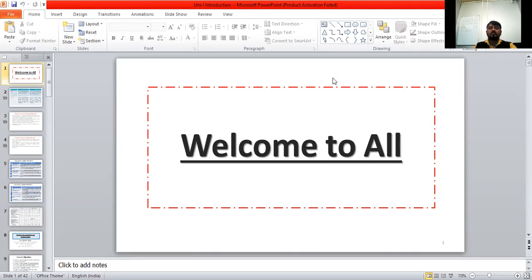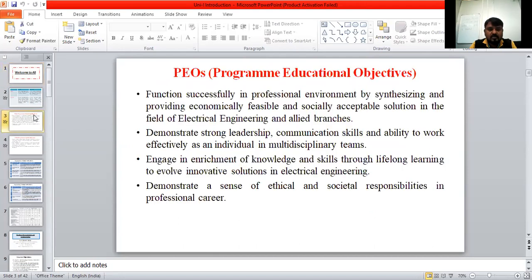Due to the network issue, we have not conducted the practical for the last week's class. So today I'll give a brief introduction about the laboratory. Only the laboratory will be discussed first.